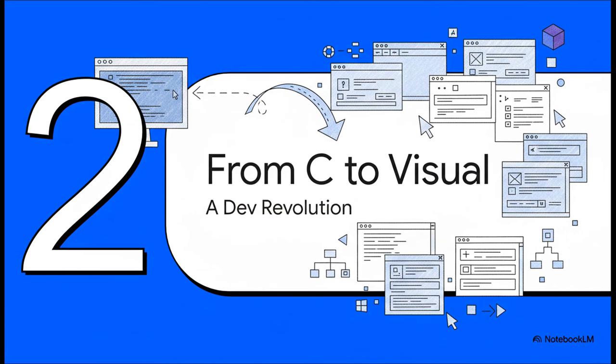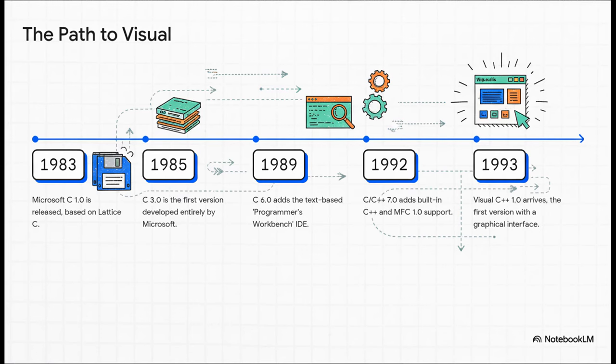The jump from a simple command line program to this graphical powerhouse wasn't just another update. No, it was a full-blown revolution in how people made software. This timeline really lays out a decade of crazy fast evolution. We start way over here in 1983 with a pretty basic C compiler. By 89, things get a little better with the programmer's workbench, but it's still just a wall of text. But the real game changer is right here, at the very end of the line, 1993. That's when Visual C++ 1.0 shows up. And that one word, visual, changed absolutely everything.